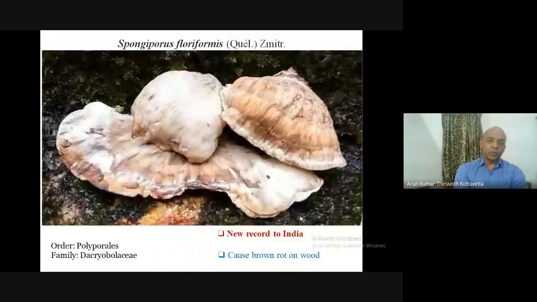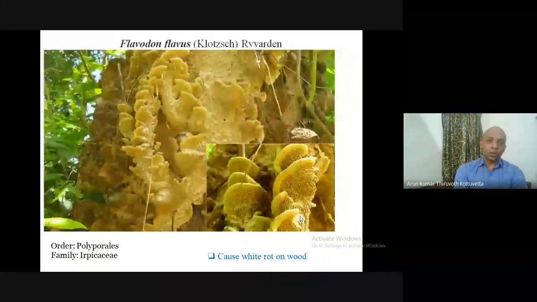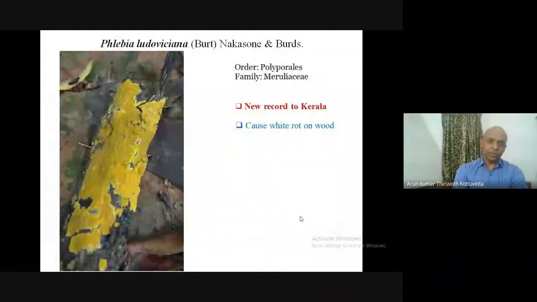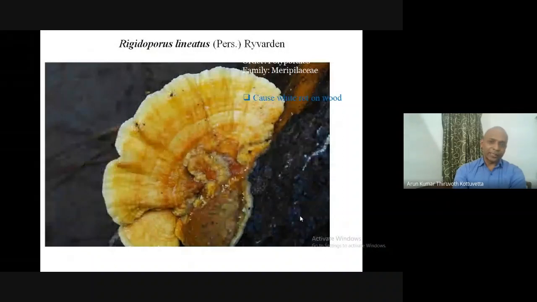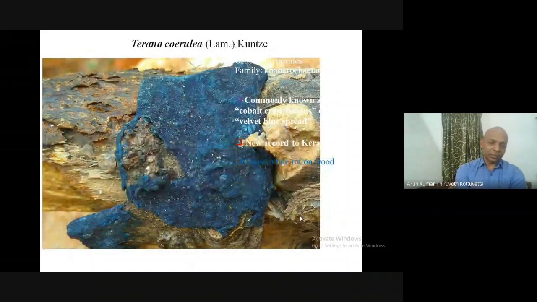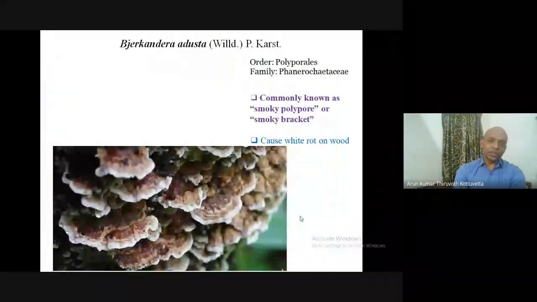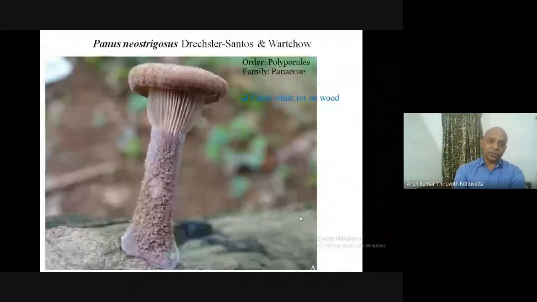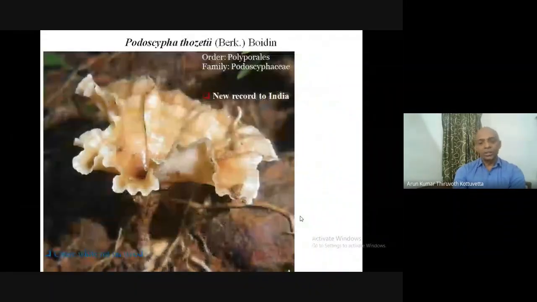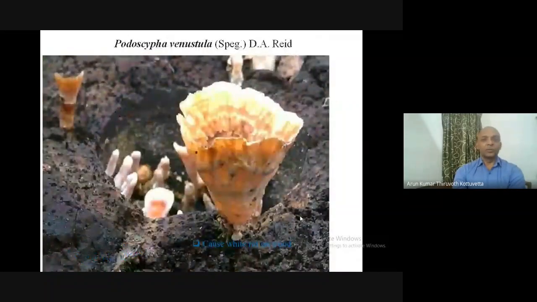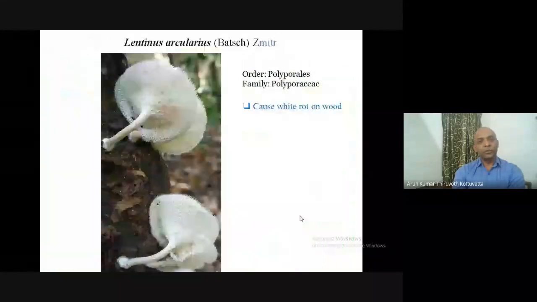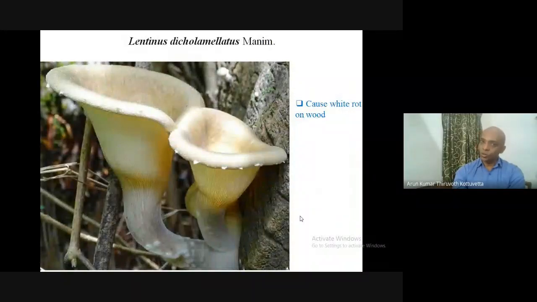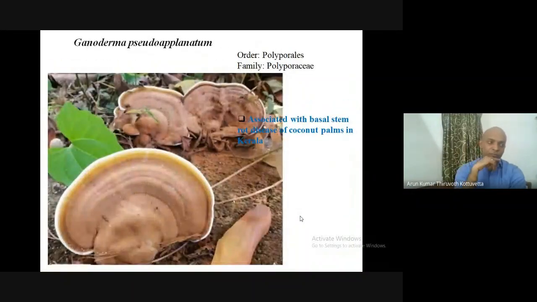So these are some of the Polyporales members: the Spongiporus, the Flavodon, Irpex lacteus, Nigroporus, Phlebia ludoviciana, then Rigidoporus lineatus. We have the Terana. This has a wonderful cobalt blue coloration. Then Jercandra, Adesta, Oxychete, Panus, several species of Panus, Panus similis, Panus neostrigosus, Panus velutinus, then several species of Podoscypha: Podoscypha venustula, Podoscypha petaloides, Podoscypha involuta. Then we have many species of Lentinus: Lentinus arcularius, Lentinus dicholamellatus, Lentinus squarrosulus. There are so many species of Lentinus which have been reported from Kerala.